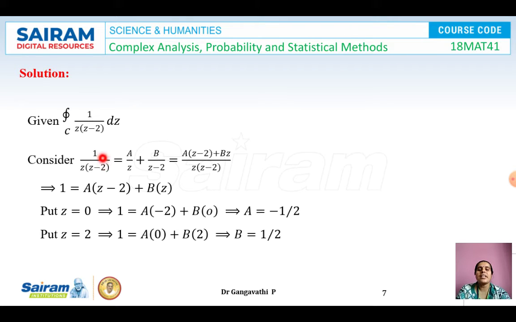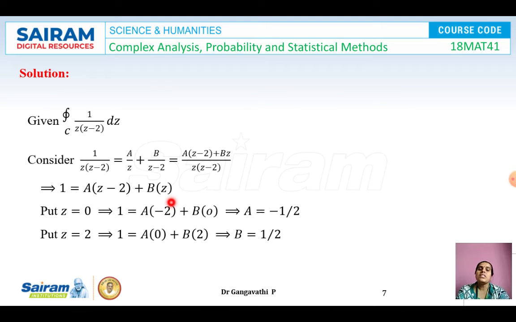So consider only the integrand 1 by z into z minus 2. Let us apply the concept of partial fractions, which converts product in the denominator to sum or the difference of the terms. So it is a by z plus b by z minus 2. Take the LCM. LCM is z into z minus 2, and the numerator we get a into z minus 2 plus b into z. So now this z into z minus 2 here and this z into z minus 2 gets cancelled. So we have 1 is equal to the numerator alone, a into z minus 2 plus b into z.